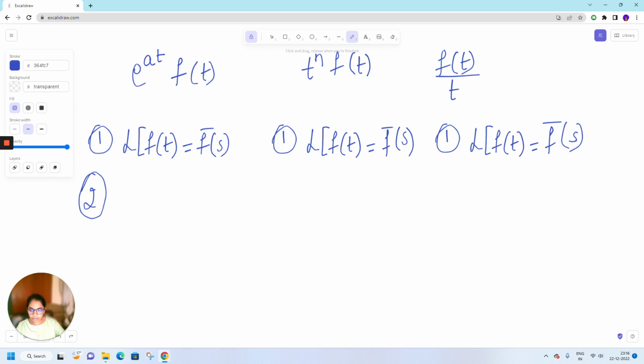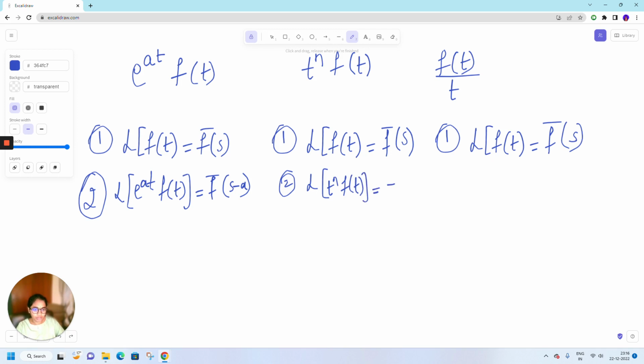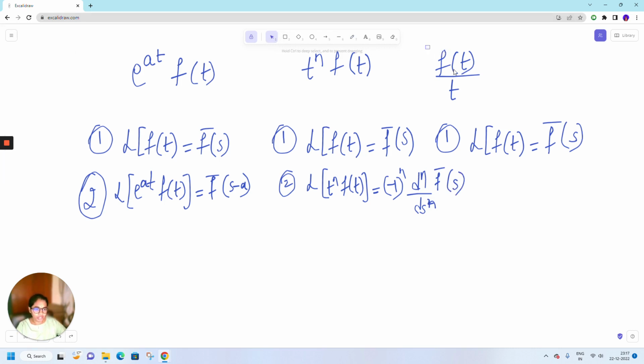What was the second step here? Whatever this f bar of s was, I had to replace it with s minus a. What was the second step over here? That is Laplace of t power n f of t. This is equal to minus 1 to the power n, d n divided by ds to the power n, into f bar of s. Okay, what was the third property?